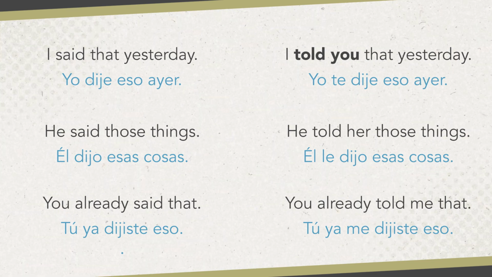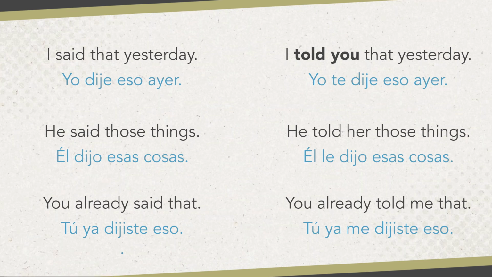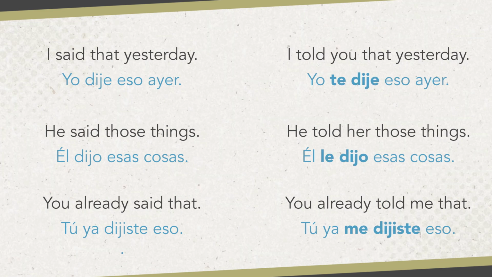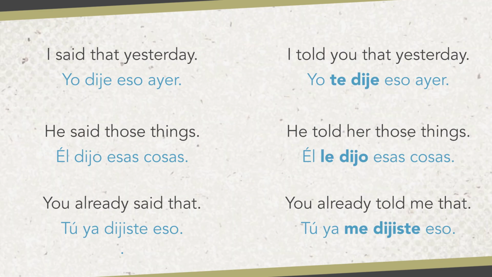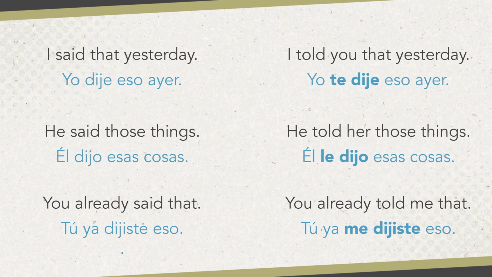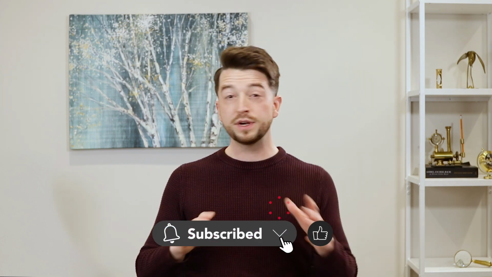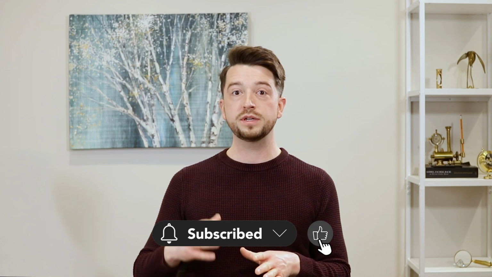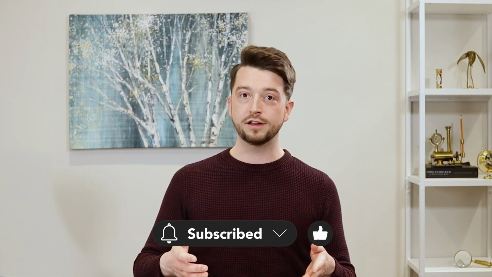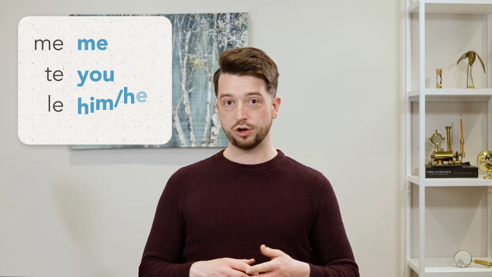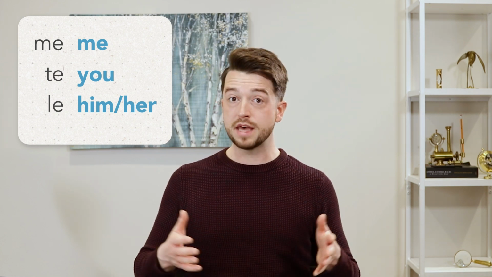And also notice that in the Spanish versions of these sentences, there's only one change. It's the little word right before the conjugation of decir. So we have te dije, le dijo, and me dijiste. These tiny words are what we call indirect objects, and you can subscribe to this channel for an upcoming video on this subject. For now, we're going to use indirect objects to help us use decir to mean tell rather than say. We'll focus on using me to mean me, te to mean you, and le to mean him or her. I'm going to leave this list showing, and then we're going to use them in a few examples.